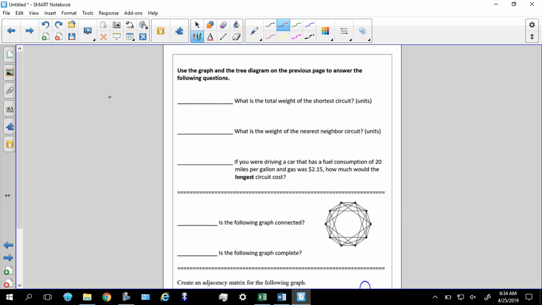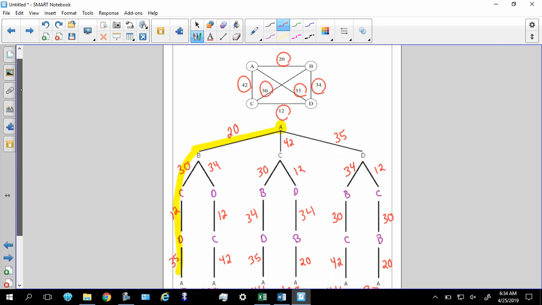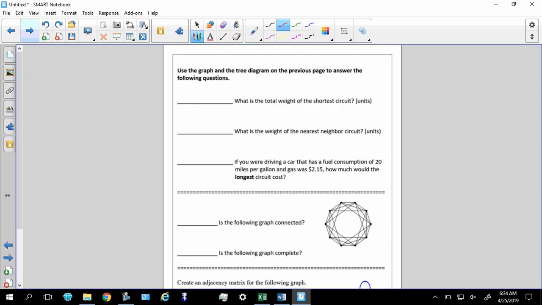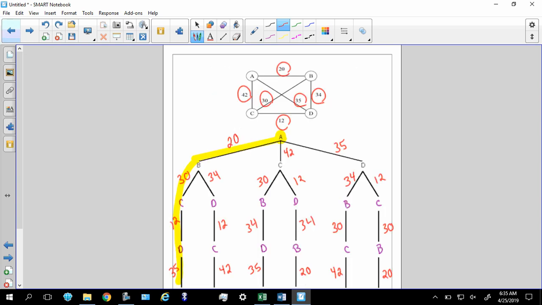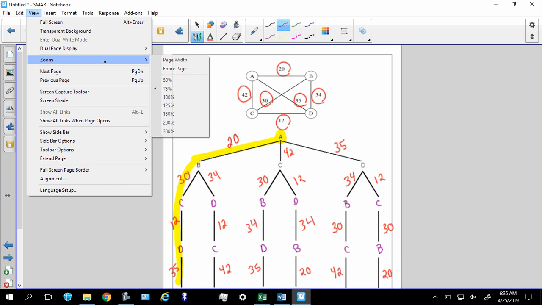Let's answer questions. What is the total weight of the shortest circuit? Well, the shortest circuit was, if I remember correctly, 97. So this is 97. And of course, it's miles. I didn't say the directions, but what is the weight of the nearest neighbor? All right, so now we've got to do nearest neighbor. So let me zoom in a little bit.